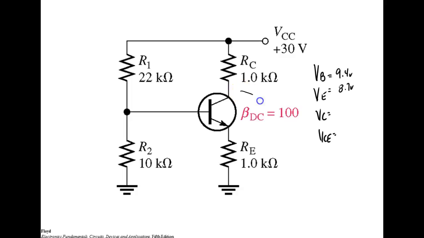So VC means we're going to make our measurement right here. So the only difference between here and here: if I measure right here, this would be VCC. If I measure right here, this is going to be VC. So the only difference between VCC and VC is the voltage drop across that resistor. So VC is going to be equal to VCC minus VRC. Can y'all see that?